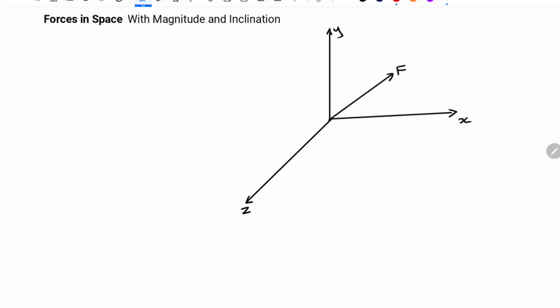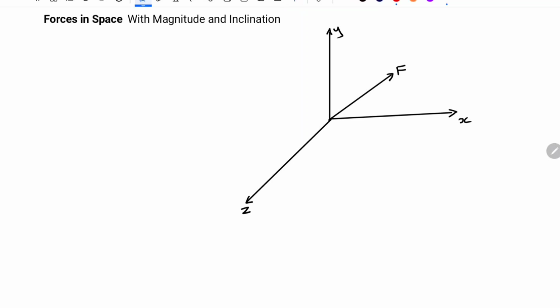In this video, we are going to see the concept of forces in space. Actually, in forces in space, two types of problems will be there. One is the forces will be given with magnitude and inclination. In the other one, the coordinates will be given. So this is the first one, that is the forces in space with magnitude and inclination.